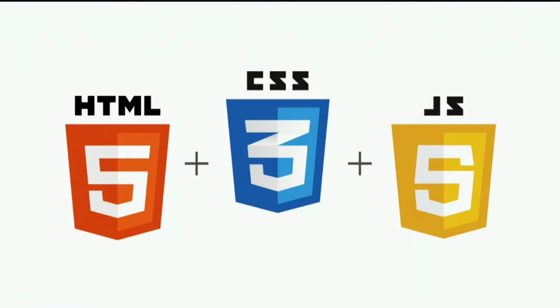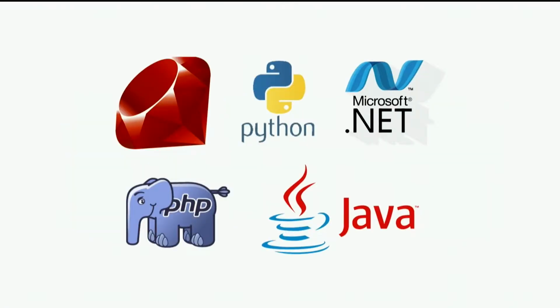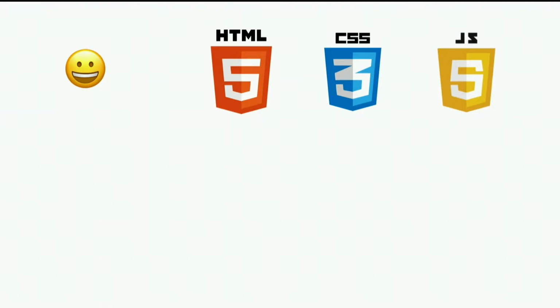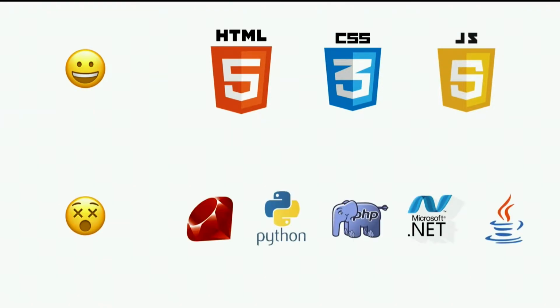HTML, CSS, and JavaScript. What do these things have in common? What do they have in common with each other that they don't have in common with these? Yes, sir. They're all browser-based. More logos, right? Browsers. Browsers know just what to do with these, and they don't know what to do with Ruby, Python, PHP, .NET, and Java.